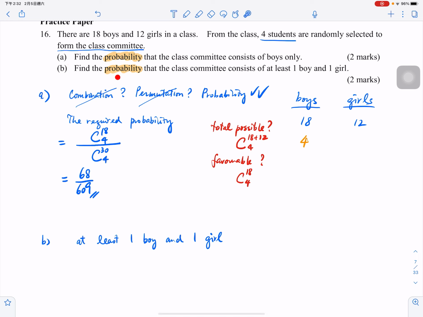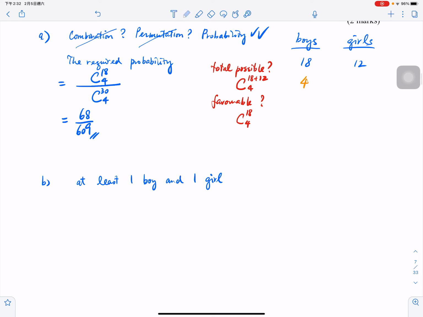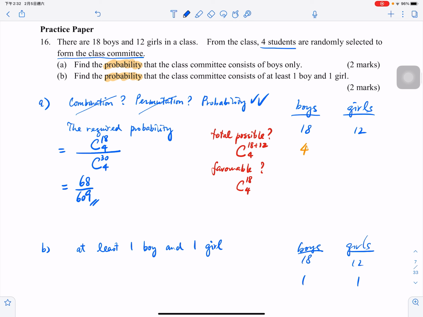Here, find the probability that the class committee consists of at least one boy and one girl. Okay, one boy, one girl. How to find it? Now here, 18 boys, you choose one. And 12 girls, choose one. At least. Total, you need to choose 4. So, what can we do?